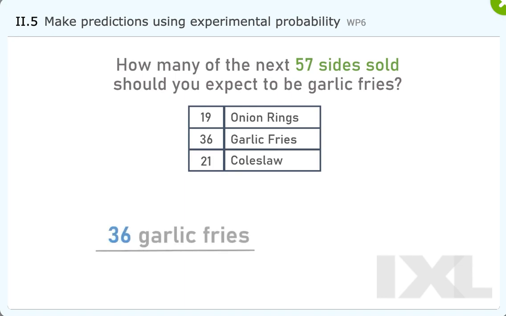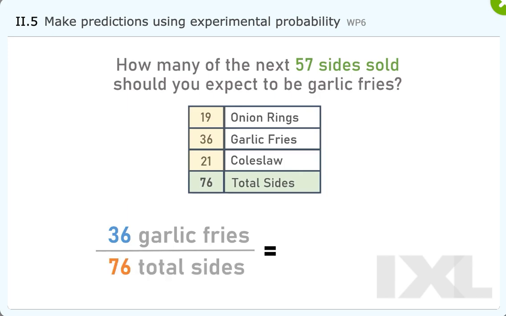Now, what is the total number of trials? Well, the total number of trials is going to be the total number of sides we sold, which can be found by adding up all the sides sold during the past week. This gives us 19 plus 36 plus 21, which is 76. So our experimental probability will be 36 over 76, which can be simplified to 9 over 19.